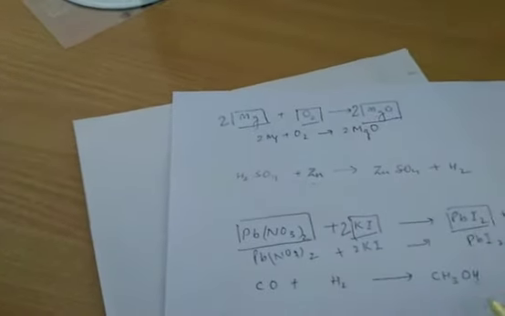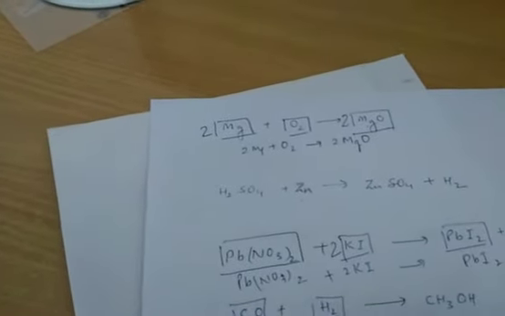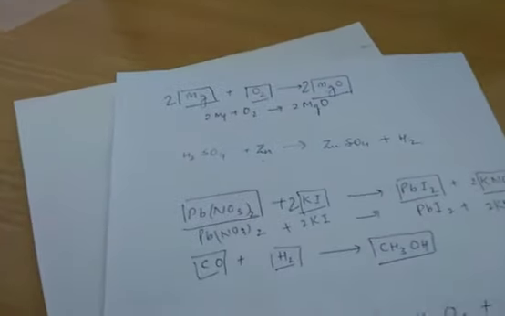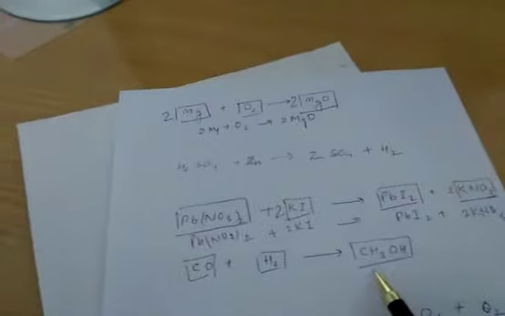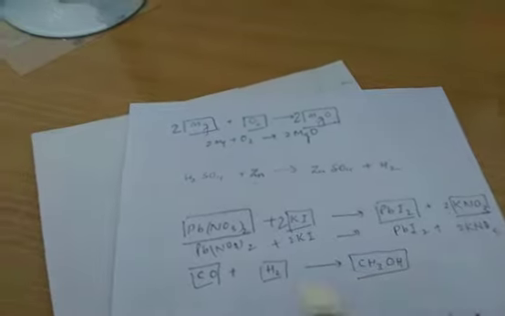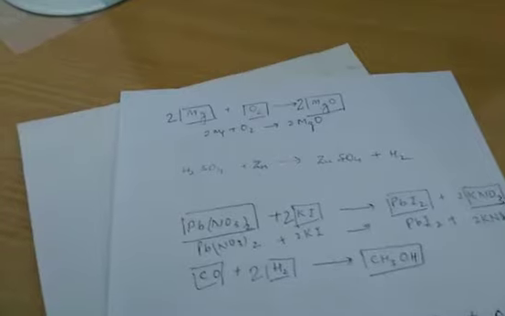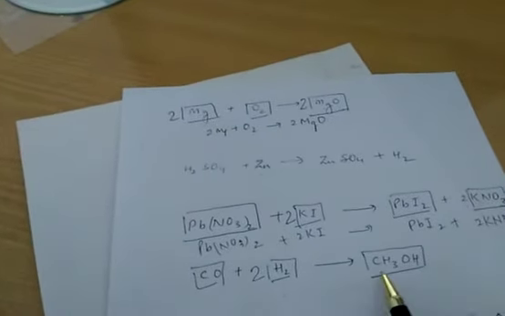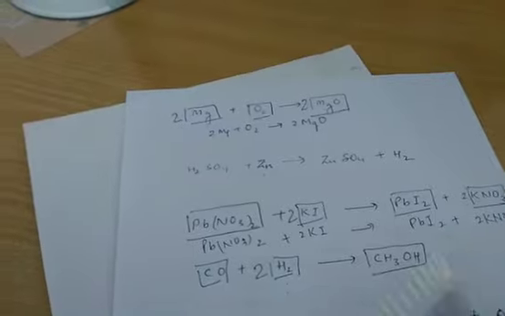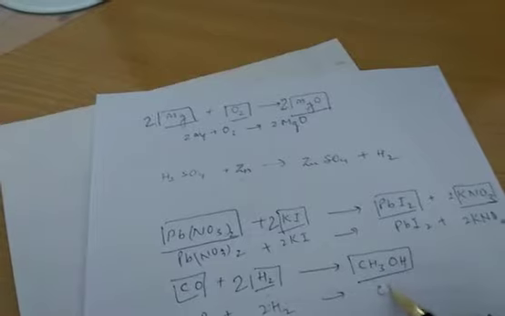Now another skeletal reaction, CO plus H2 changes into CH3OH. Encircle all of them. Start with the compound or species with the maximum number of atoms, so we start with methanol. 3 plus 1, 4 hydrogen. On the right side 4, on the left side only 2. So we multiply this hydrogen with 2. Now they become 4. Now carbon 1 left and right, oxygen 1 left and right. So now the reaction is balanced. CO plus twice H2 changes into CH3OH.